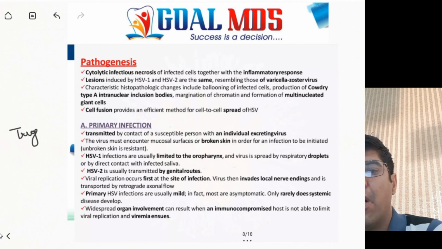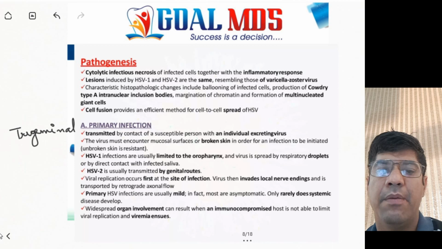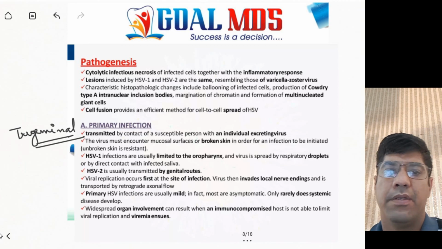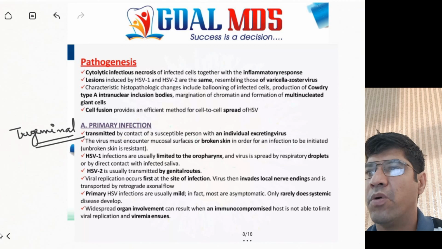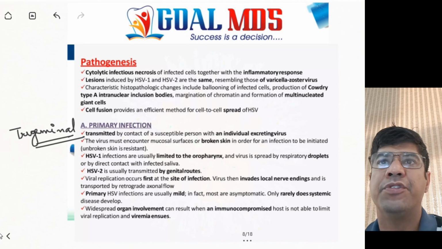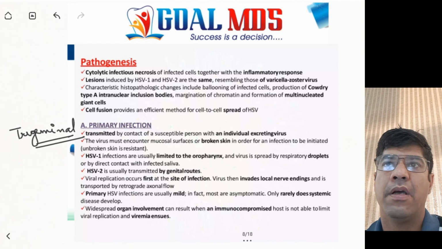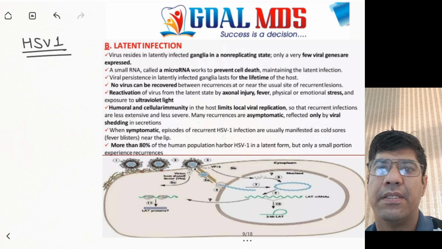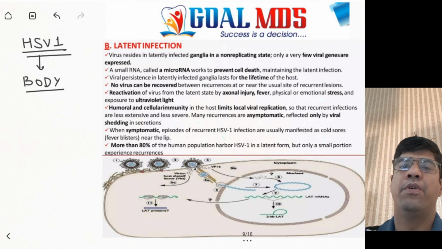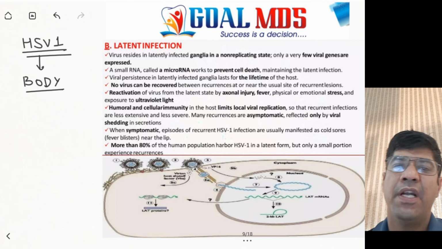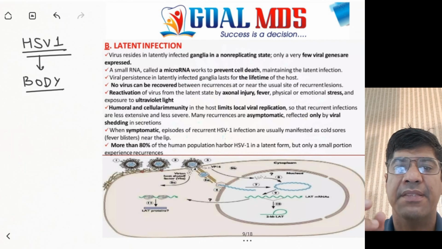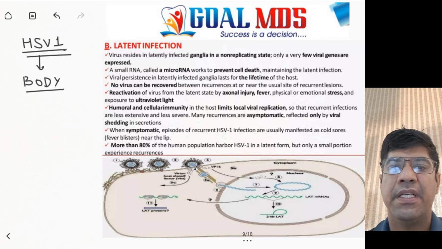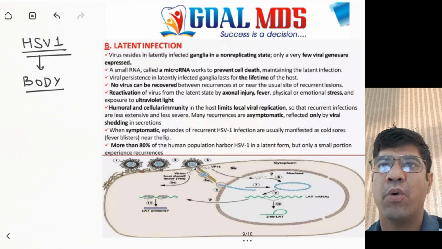The virus will travel along the sensory neuron axons between the skin, mucosa and ganglion. Suppose a person is initially exposed to HSV1 infection. The virus will enter the body through a break in the skin or mucosa, usually in or around the mouth area. It will start to replicate in the cells at the site of entry, causing the characteristic cold sore lesions.